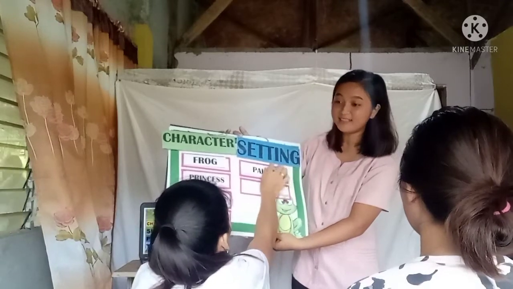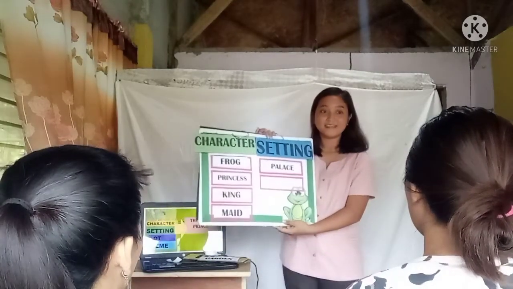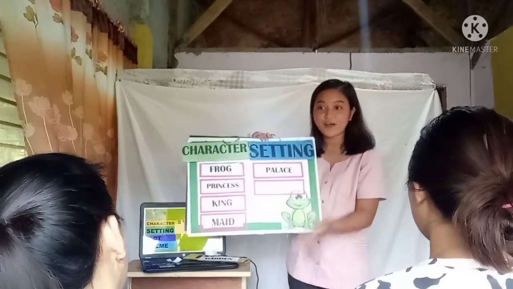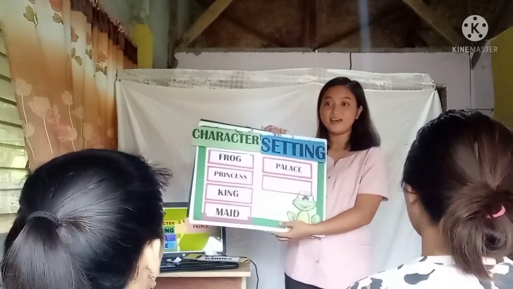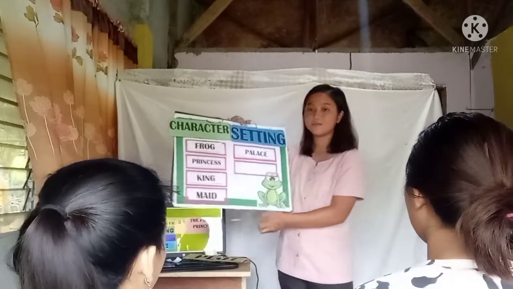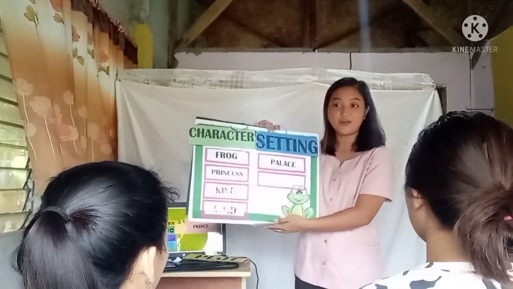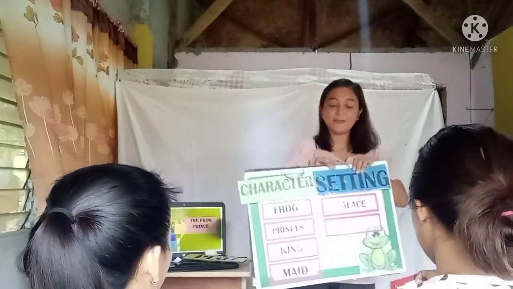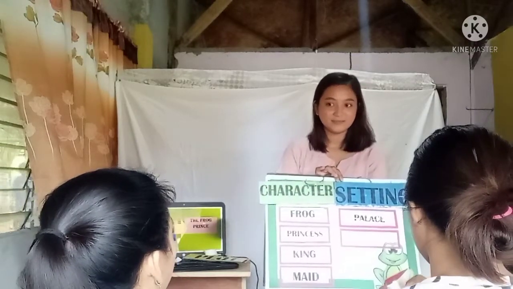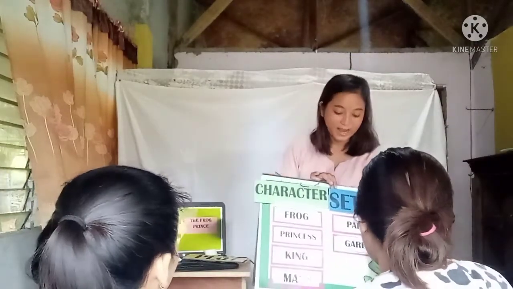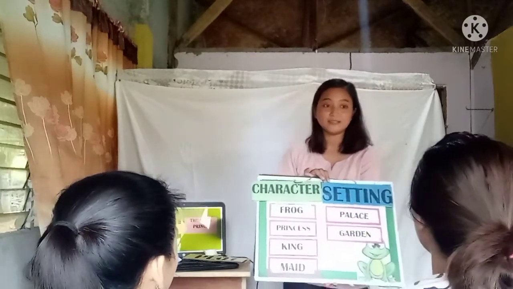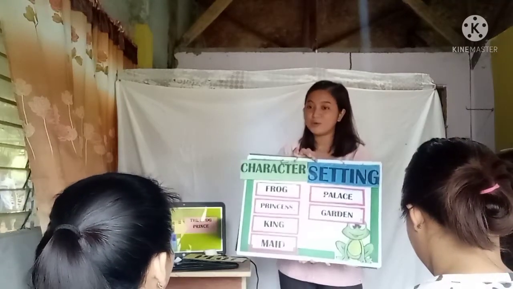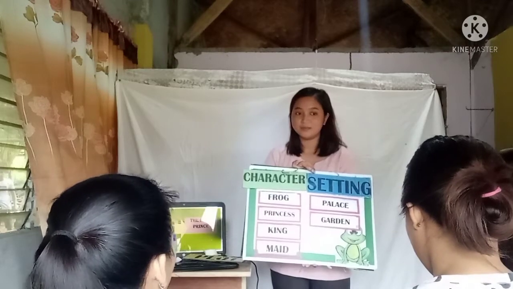What happened in the castle? It was the princess' birthday, and her father gave her a present, which is a golden ball. Golden ball. Very good. Next, what are the other settings in the story? In the garden, ma'am. Kindly put. So what happened in the garden? She played with her ball, right? Yes. And what happened to her ball? It fell into the pond. Did she get the ball? No, she could not get it.